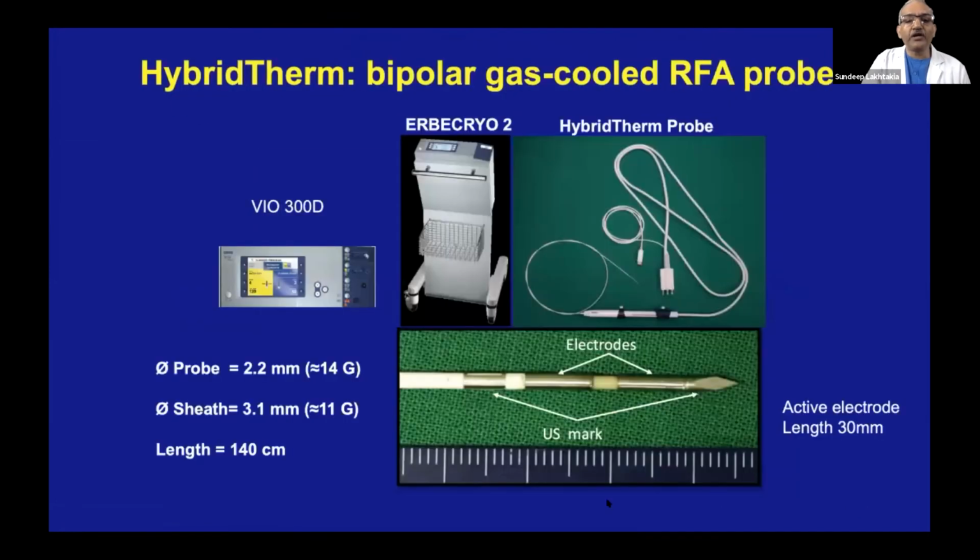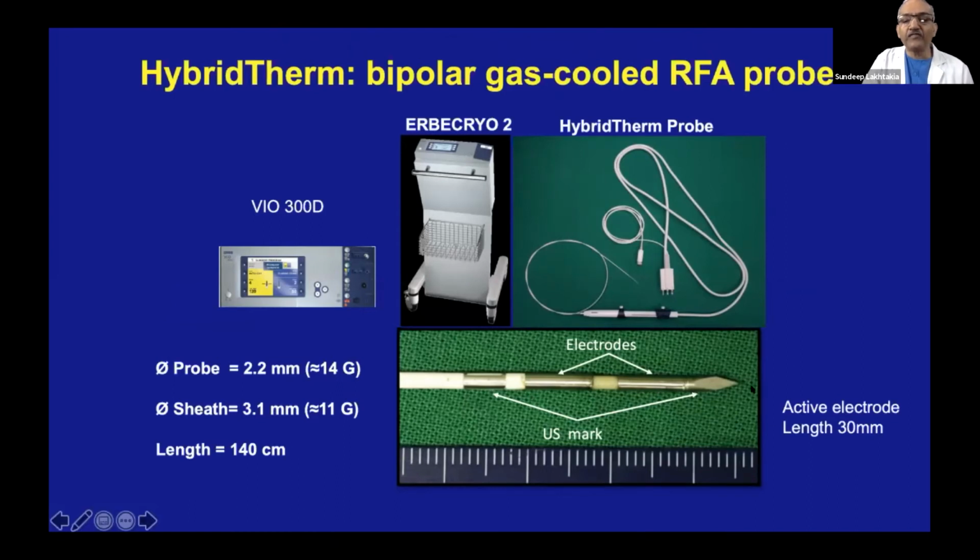Moving forward, this is the hybrid thumb probe which I showed earlier. The probe is 14 gauge, and inside the sheath is 18 gauge and the probe is 14 gauge, which is much, much thicker than what we have conventionally. The FNA needle, that is 19 gauge, is the thickest.